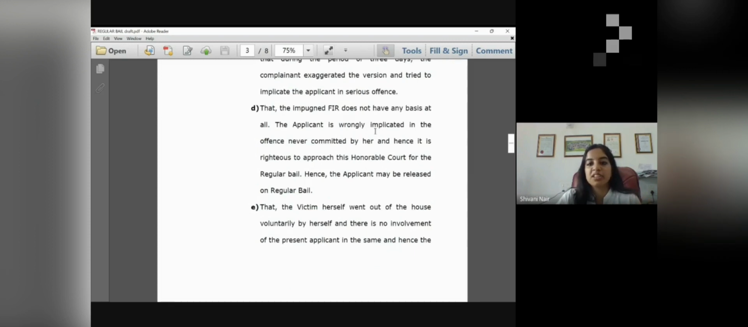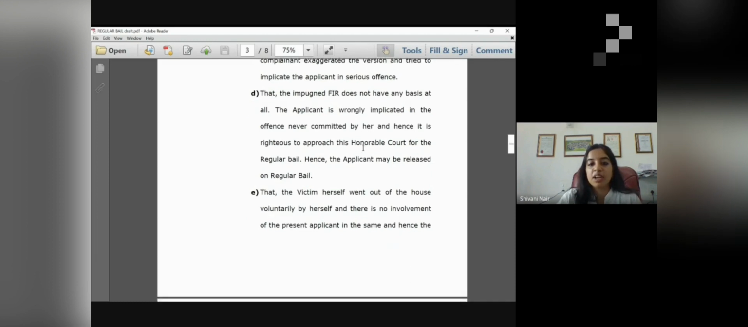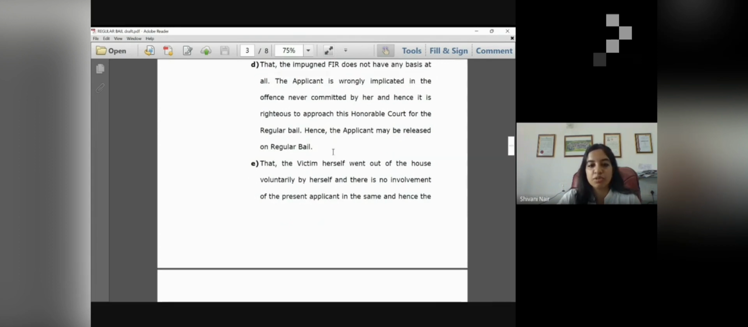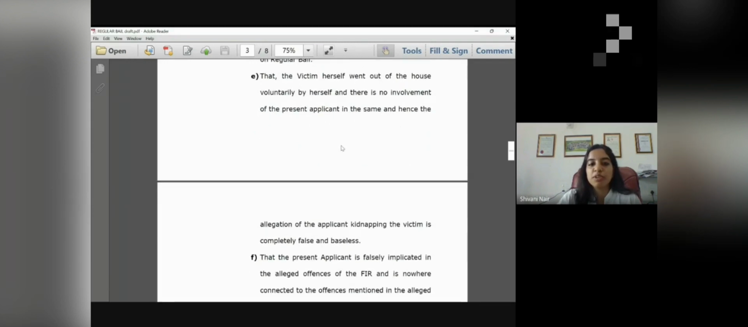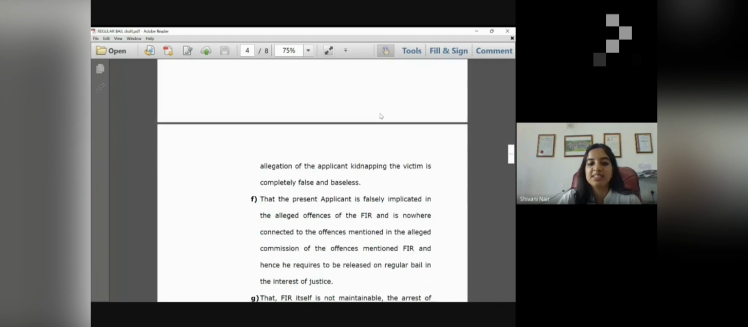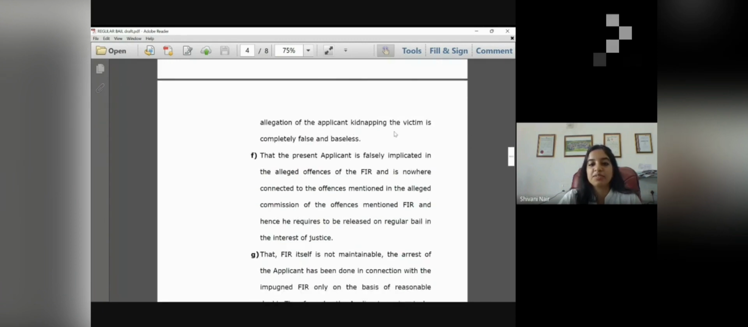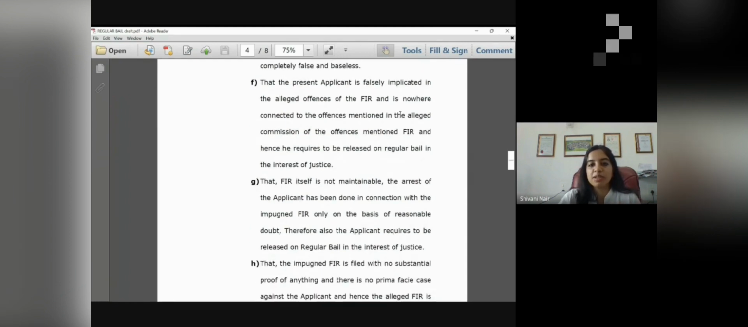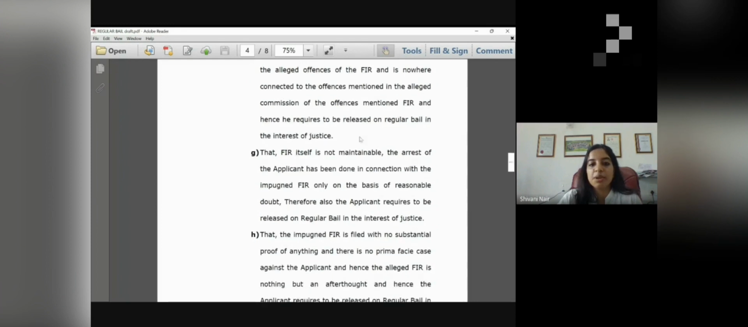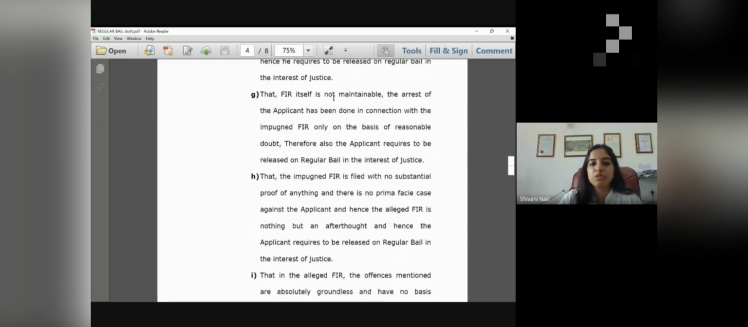That the impugned FIR does not have any basis at all. The applicant is wrongly implicated in an offense never committed by her, and hence it is her right to approach this honorable court for release on regular bail. That the victim herself went out of the house voluntarily and there is no involvement of the present applicant in the same, and hence the allegation of the applicant kidnapping the victim is completely false and baseless. That the present applicant is falsely implicated in the alleged offences of the FIR and is nowhere connected with the alleged commission of offences mentioned in the FIR, and requires to be released on bail in the interest of justice.